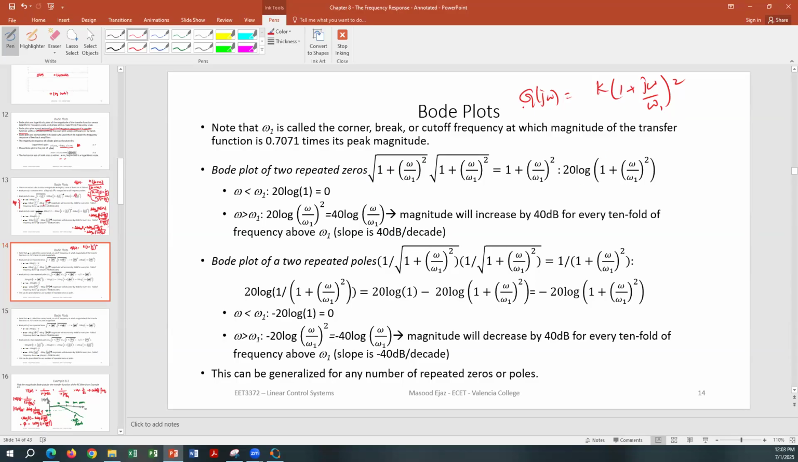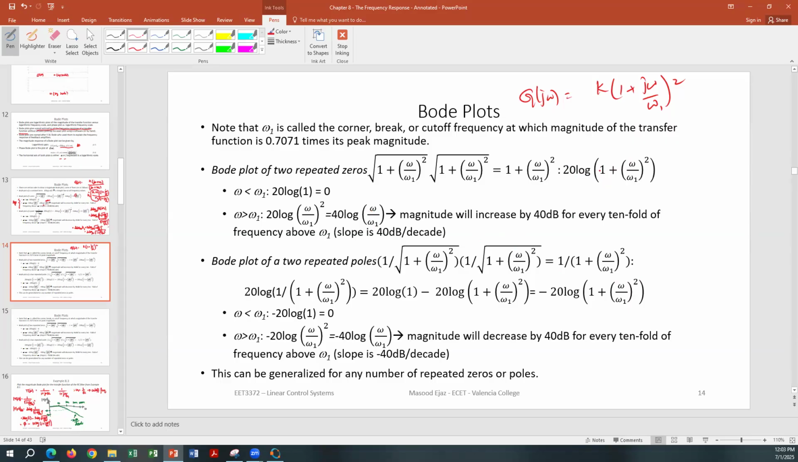So when you take the magnitude of G j omega, it's going to be the magnitude of the first zero and the magnitude of the second zero, and both of them are of course the same because you have repeated zeros, which we can write down as 1 plus omega over omega 1 squared. When you convert it into decibel scale, 20 log of this, the 2 is going to come here and multiply to 40 log of 1 plus omega over omega 1.